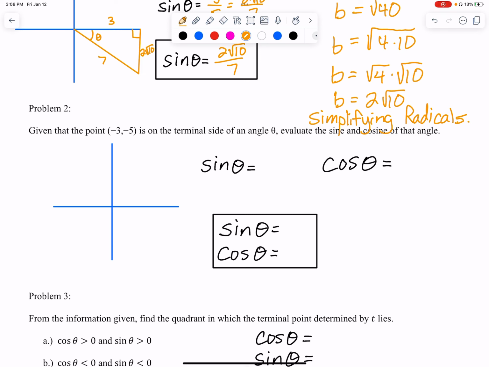Given that, there's some in the homework of this, given that the point (-3, -5) is on the terminal side of an angle theta, evaluate the sine and cosine of that angle. So (-3, -5), that is in quadrant 3. So I guess I can make it to scale a little bit. Let me put it right here. The x is smaller than the y. And this is my angle, but we would rather use its reference angle, which is just going to be right there. And I can draw this right triangle straight up here. I don't think that's pretty straight.